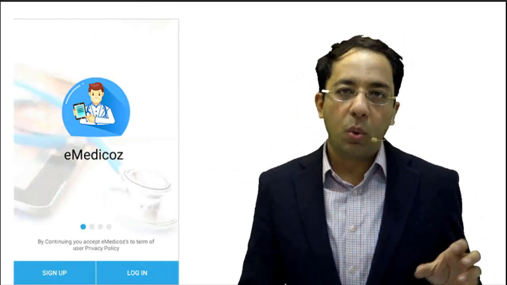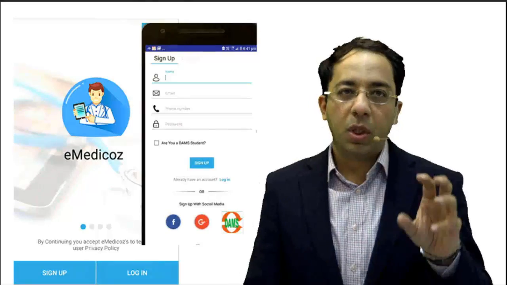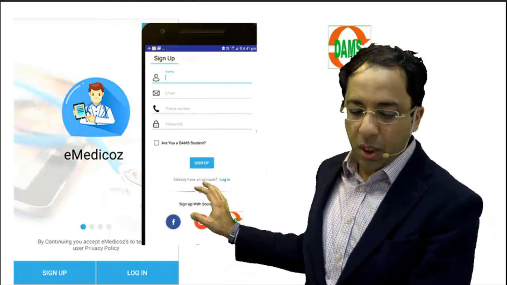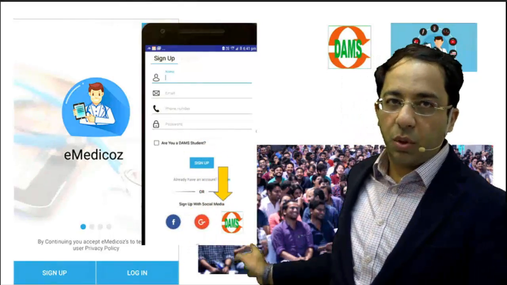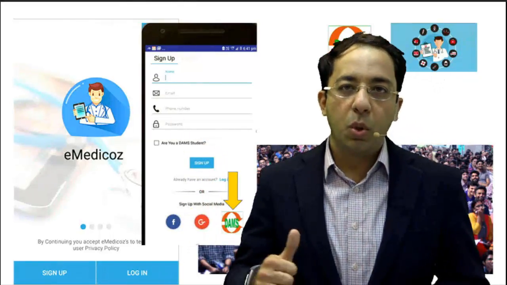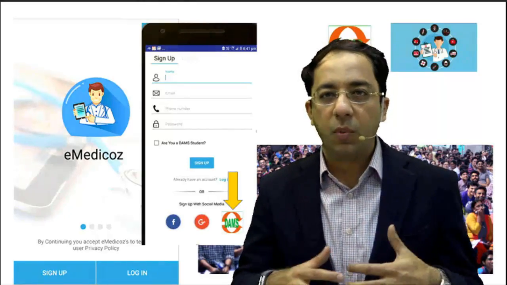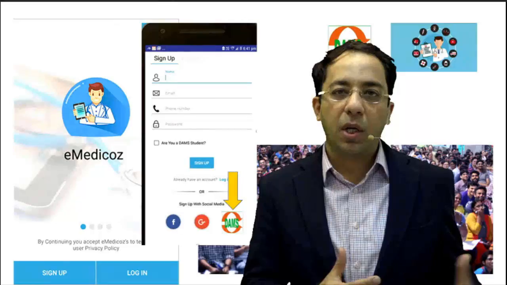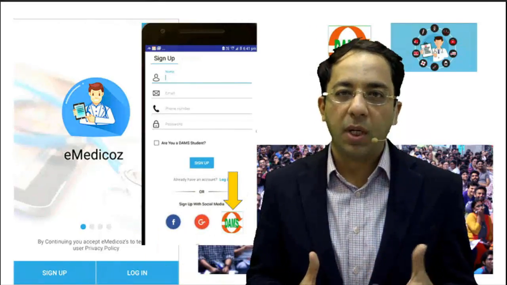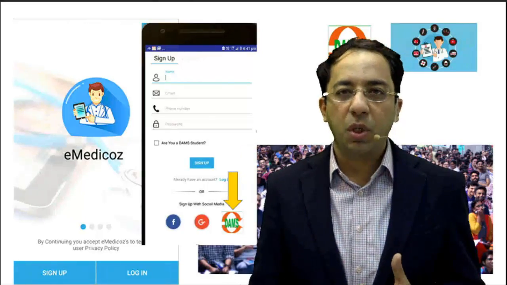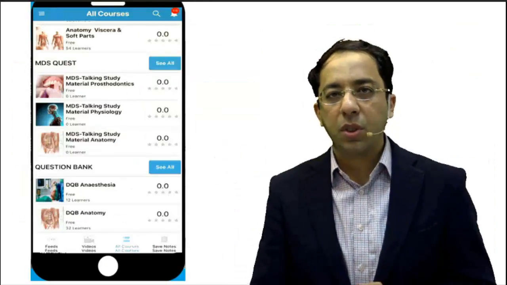Now when you download the app eMedicoz and you click on the login button, you see a window like this. In that window you see a button where you see the DAMS logo highlighted for you. You click on that DAMS logo, log in with your username and password that you get when you join DAMS, either in a regular course or a foundation course. Whenever you join in a classroom program, either face-to-face or satellite, you get a user ID and password on your mobile which you use to log in to this course.